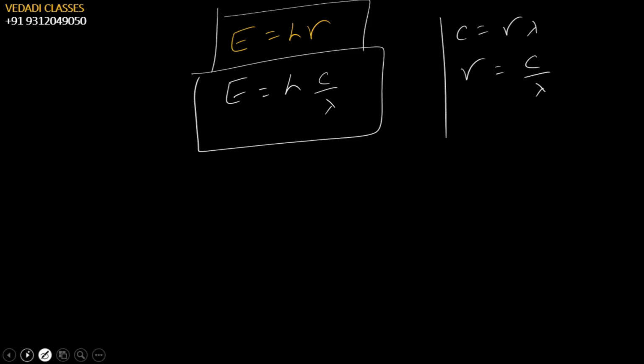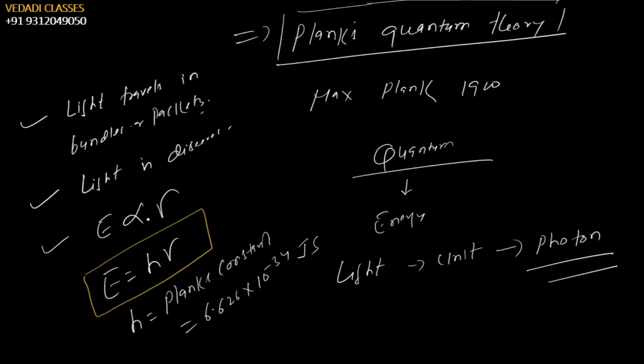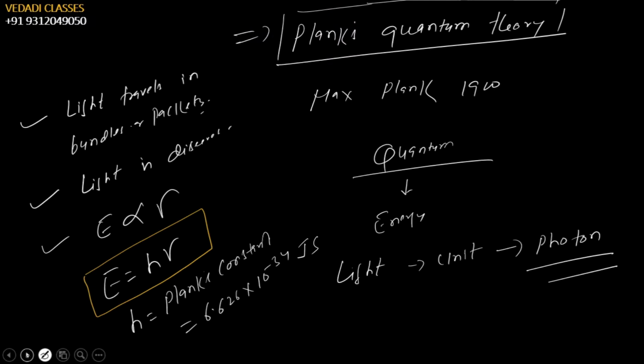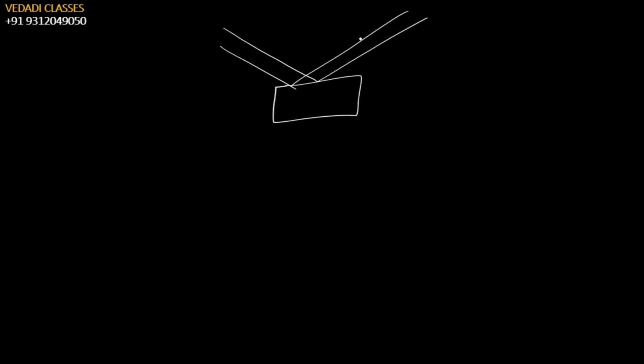First, let us move towards the photoelectric effect. What did we study in the photoelectric effect? When a suitable frequency of light falls on a metal surface, electrons get ejected. This is known as the photoelectric effect. So this is the metal surface, a suitable frequency of light falls on it, and electrons get ejected. Now have a look here.